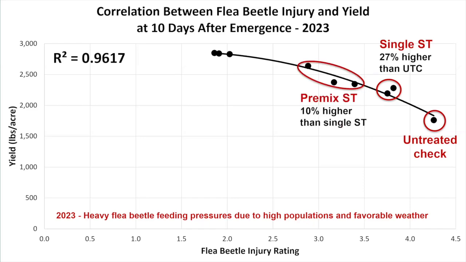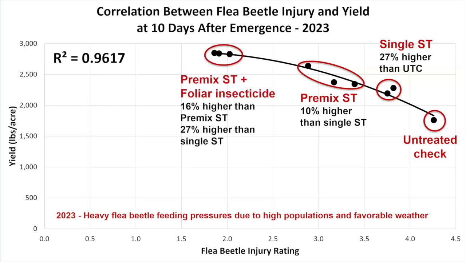And here's the premix alone. It was 10% higher than the single seed treatment. And then here's the premix seed treatments plus the foliar insecticide on top. It was 16% higher than the premix seed treatment and 27% higher than the single seed treatment, the neonics. So it's pretty clear when you have heavy pressures that you're going to put more inputs into controlling the flea beetle, pre-mix seed treatment with 2 modes of action plus a foliar insecticide on top.